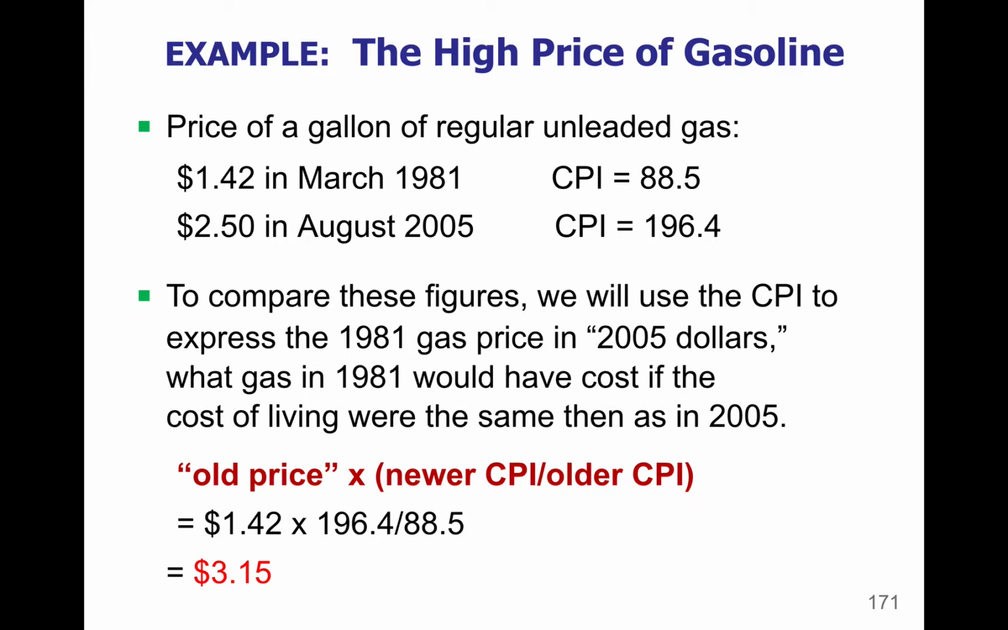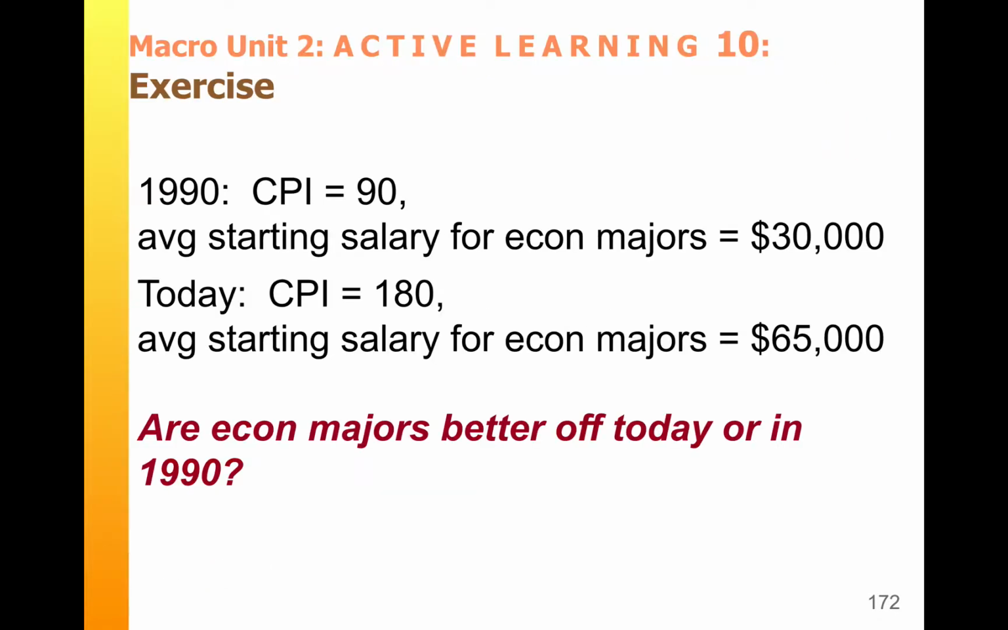So gas prices were very, very expensive comparatively in 1981. There were gasoline shortages going on at that time period. So even though $2.50 is nominally higher than $1.42, in real terms, gas was more expensive in 1981. Now you're going to do an active learning.